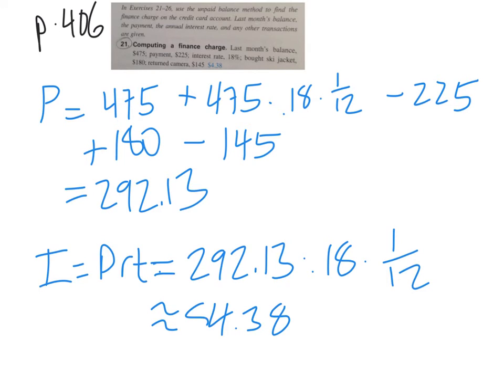So this is the finance charge, the interest that you will be charged for this month, whatever month we're looking at. So obviously it'll be charged at the beginning of next month. It's $4.38 of interest. So that's how the unpaid balance method works essentially. You just do everything you need to do to calculate the amount of money that you'll owe at the end of the month, and then you put that in as P for PRT.